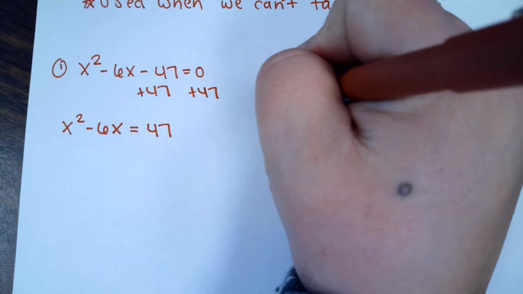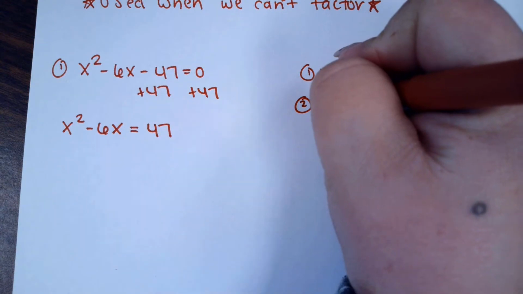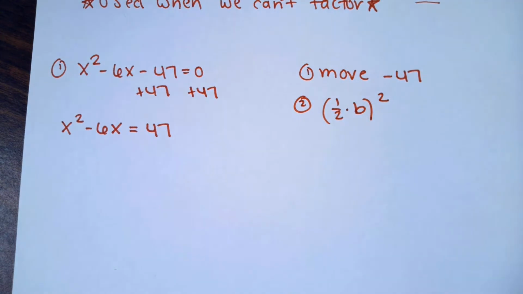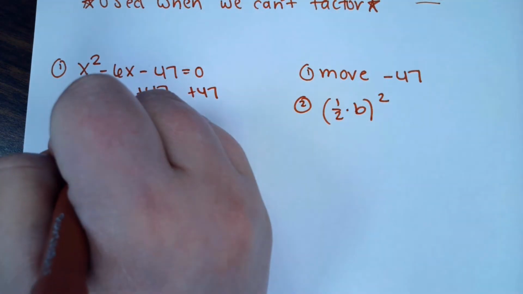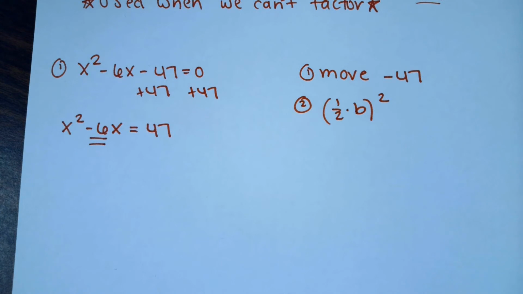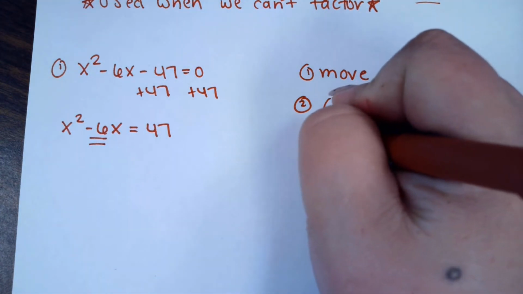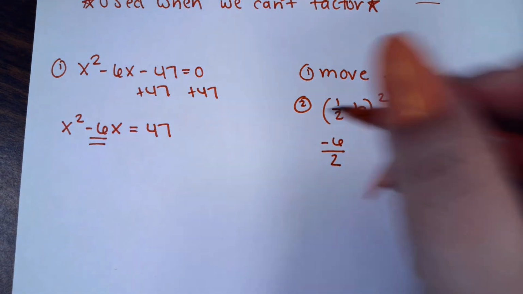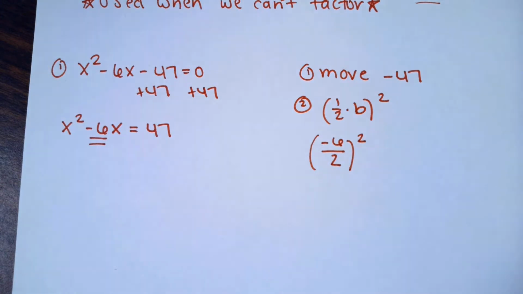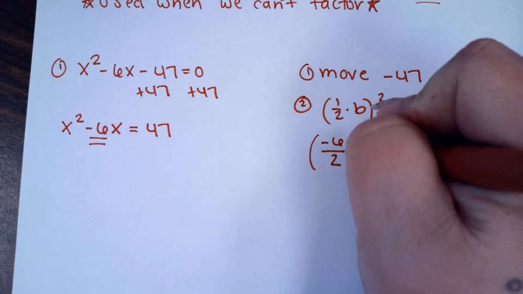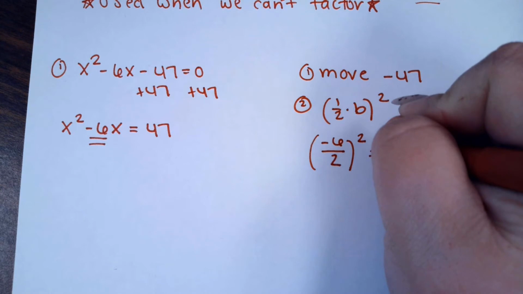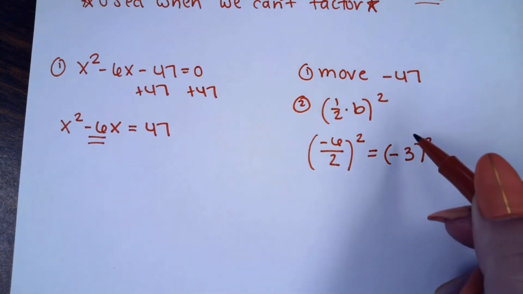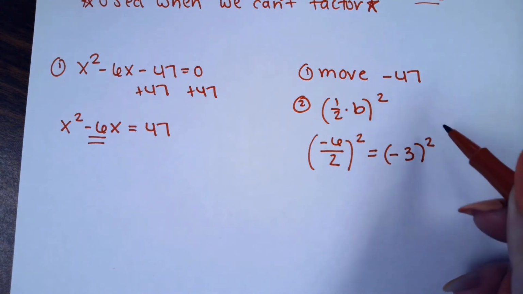So our next step, we are going to take half of b and we're going to square that. Now remember, b is the number that's attached to our x. So we're going to take negative 6 and take half of that, or divide by 2, right? Taking half and dividing by 2 are the same thing. And we're going to square that. So that's negative 3 squared. We're just going to leave it as negative 3 squared right now.